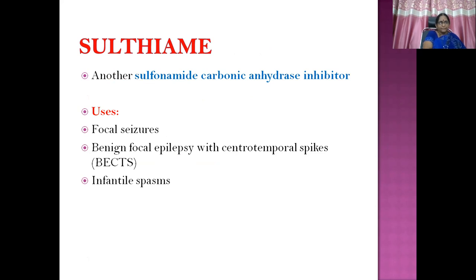Then sulthiame. This is another sulfonamide carbonic anhydrase inhibitor, S for sulfonamide. You need to remember like that. Used for focal seizures, benign focal epilepsy with centrotemporal spikes, and infantile spasms.